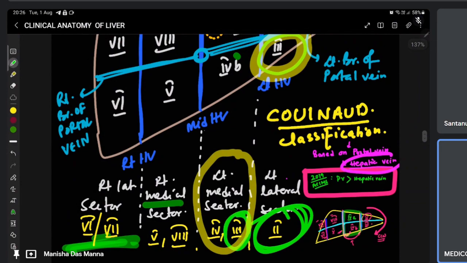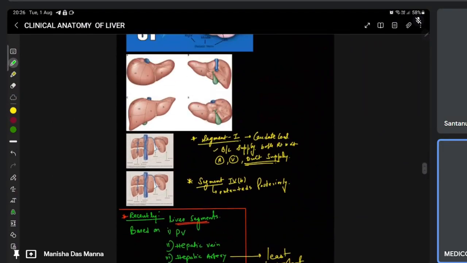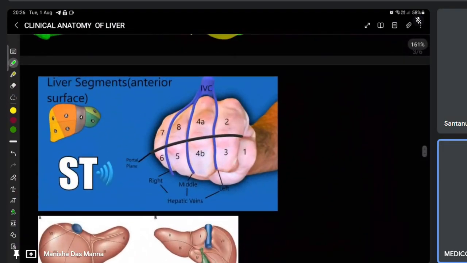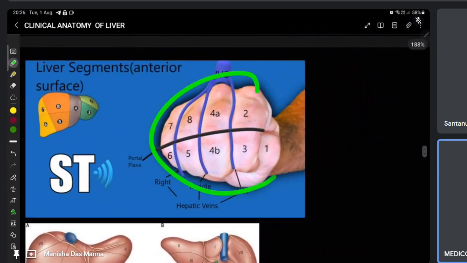This is the only catch. Am I clear? So these are the coordinate classifications. You can recall these coordinate classifications on the basis of your fist.